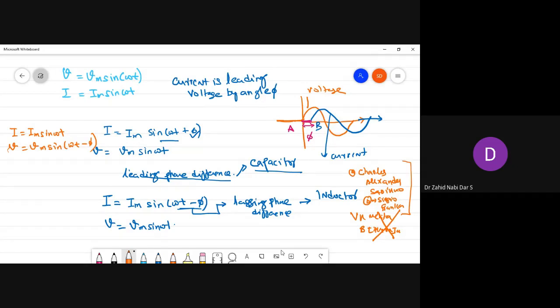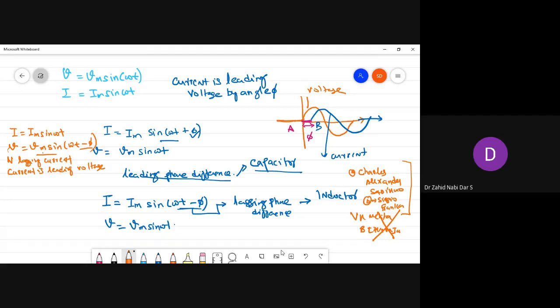If you see here, clearly it is stating your voltage is lagging current. Voltage is lagging current, or in other terms we can say our current is leading voltage. This is what happens: sometimes current leads voltage and sometimes voltage leads current.